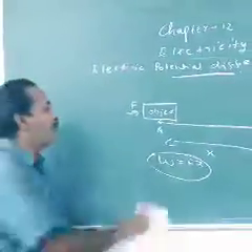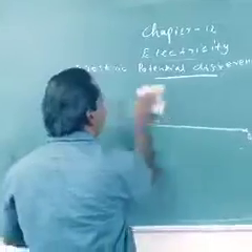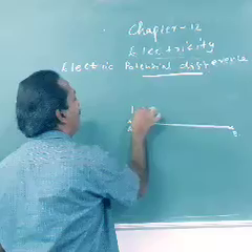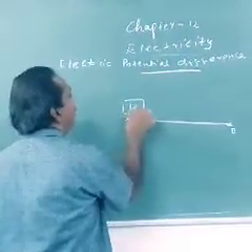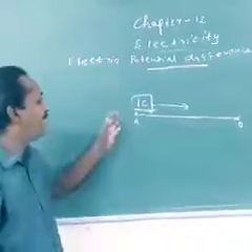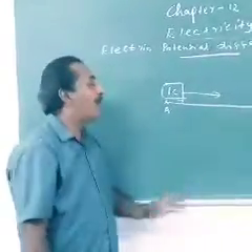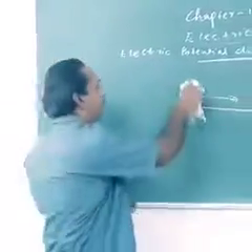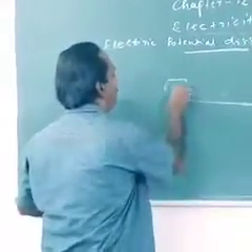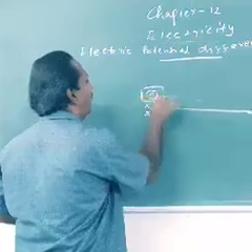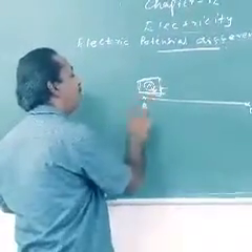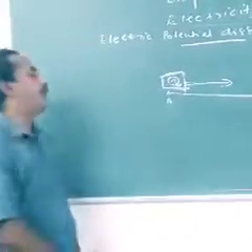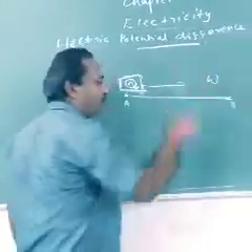Similarly, we want to move a charge, one coulomb charge, from A to B. For this, we should do some work. Consider a charge Q. To move a charge Q from A to B, we should do some work. We take the work as W.